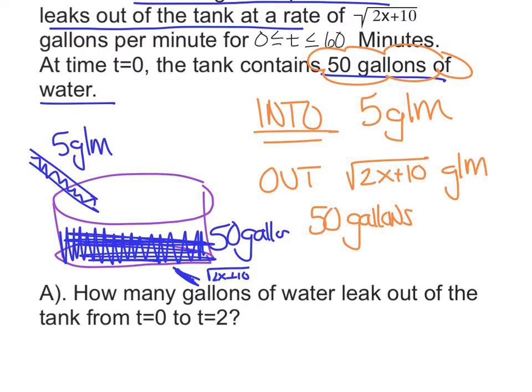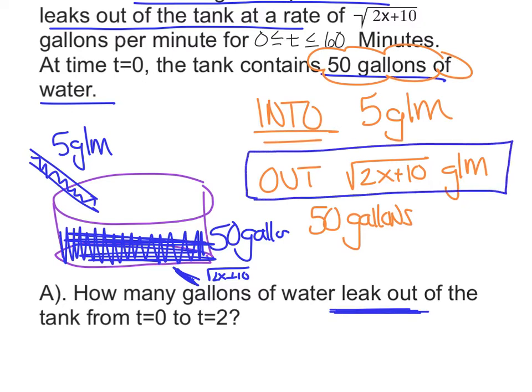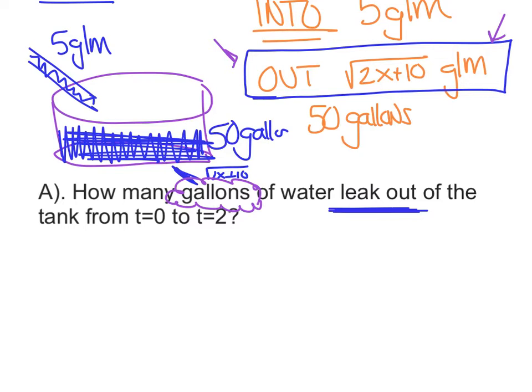Question A says, how many gallons of water leak out of the tank from t equals 0 to t equals 2? Notice, I don't need all of this information because this clearly says how many gallons leak out. So the only one I'm paying attention to is this function here. What do you want your units to be? The question says how many gallons. Highlight that for yourself. The equation is currently in gallons per minute, and you want to lose the per minute, so you're going backwards. Hopefully that's a dead giveaway that you just want to integrate from 0 to 2.